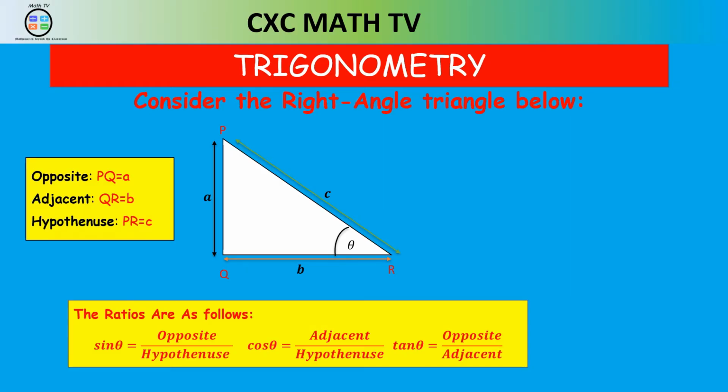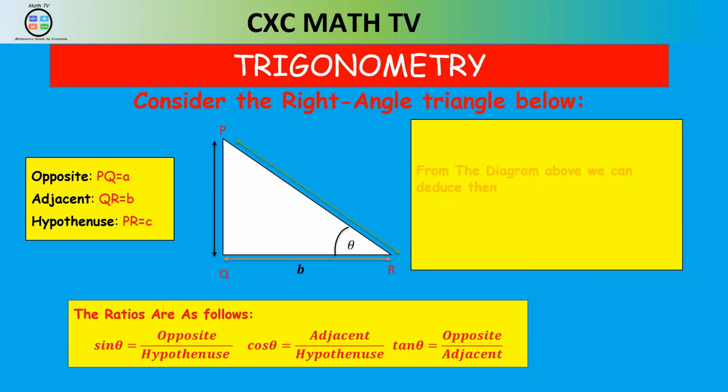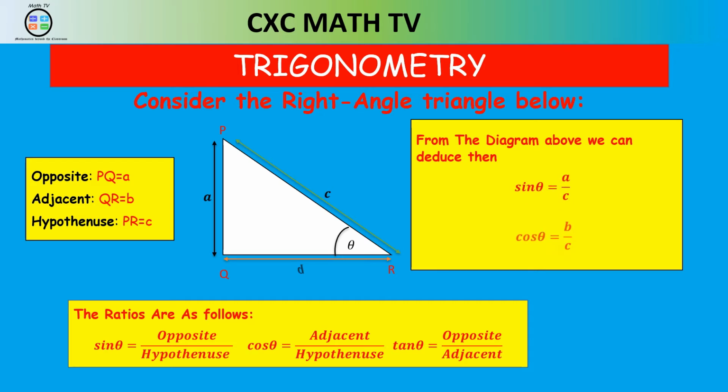So from our diagram, we're seeing that the sine of theta is A over C, the cos of theta is B over C, and the tan of theta, which is the opposite A over the adjacent B, is going to be A over B. So remember: sine theta, opposite A over hypotenuse C; cos of theta, adjacent B over hypotenuse C; tan theta, opposite A over adjacent B.